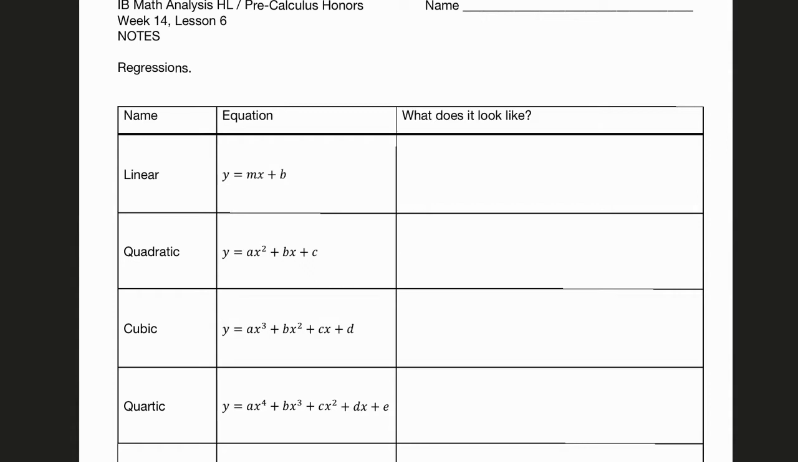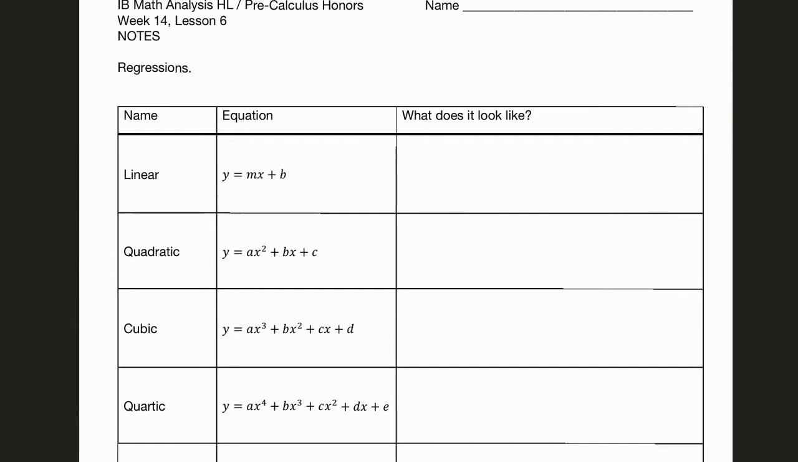So what you're going to be given is some data, okay? And you're going to plot it in Desmos, and it's going to be just a bunch of dots. All right, and sometimes you'll see something that looks very clearly like maybe a line or like a quadratic function. But then there's going to be other times when you're not exactly sure what shape would best fit the data. And so you're going to have to try some other regressions.